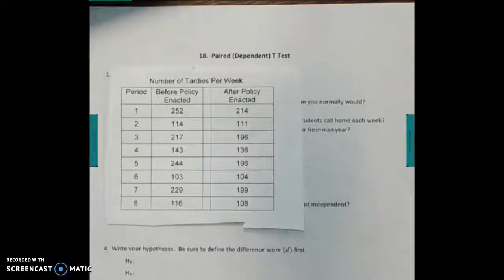Hey all, it's Mr. Alexander, and today I want to talk to you about the paired or dependent t-test. What I have here is some data on school policy. It's a tardy policy, and the school wants to know if the policy is having any effect. They think that the new policy will reduce tardies.